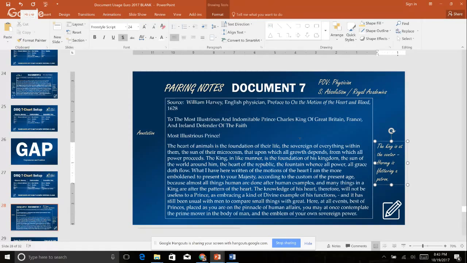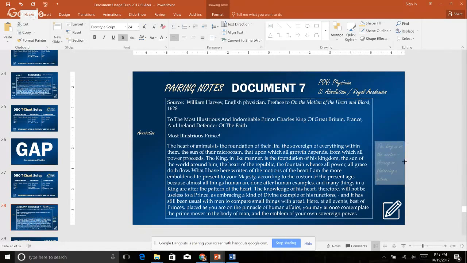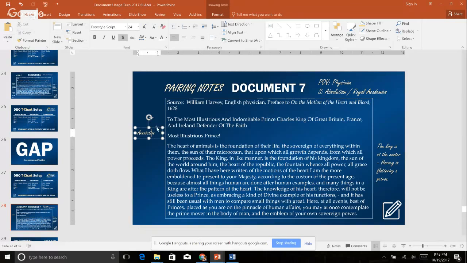Okay, so we see here that somebody in authority is actually patronizing the arts. Okay, so we can go into here and note that this is being supported.